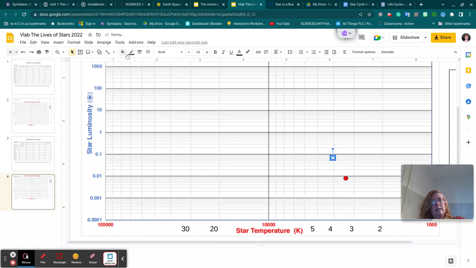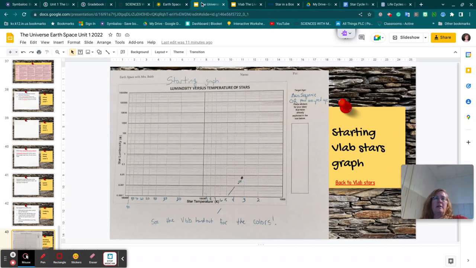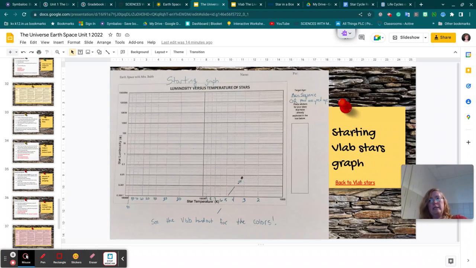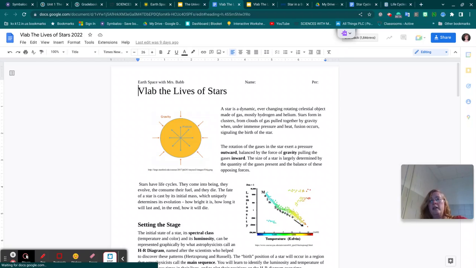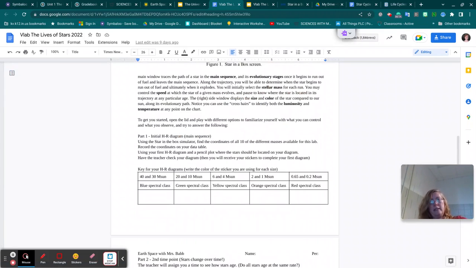Okay, and again, I happen to know the first two colors are red. How did I know I'm doing this in red? Good question. That is part of the info packet. Go back to VLab Stars. Yes, please. So on the second page of VLab Stars, if you scroll down, or you flip the page if you got your paper copy handy, it tells me that the first two stars, the 0.2 and the 0.65, are the red spectral class. I'm going to color them in red.